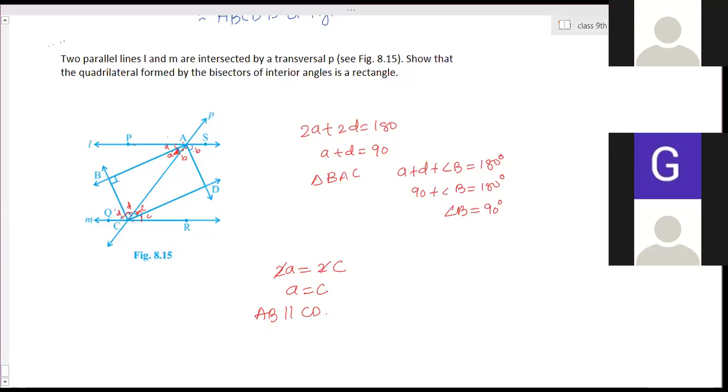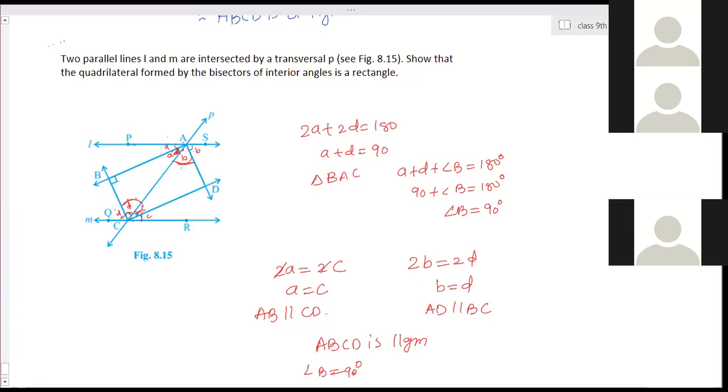Similarly, you can prove 2B is equal to 2D. So B is equal to D. This is B, this is B, and this is D. These two are again alternate interior angles for AD and BC. So therefore AD is parallel to BC. So therefore ABCD is a parallelogram and angle B you have shown equal to 90 degrees. So in a parallelogram, if one angle is 90, then it is a rectangle. Clear?